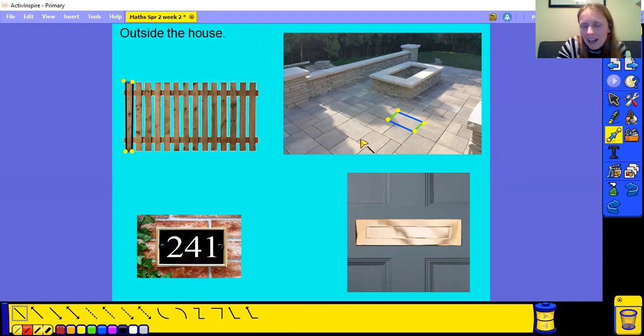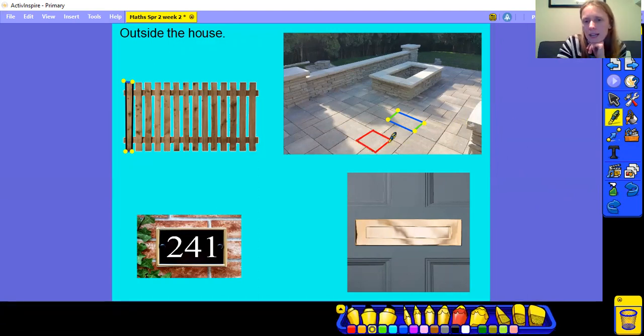This one here has 1. Let's try that again. 1, 2, 3, 4 equal sides, and it also has 1, 2, 3, 4 corners. Well done if you spotted that too.